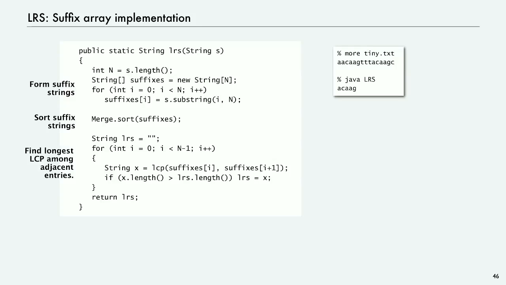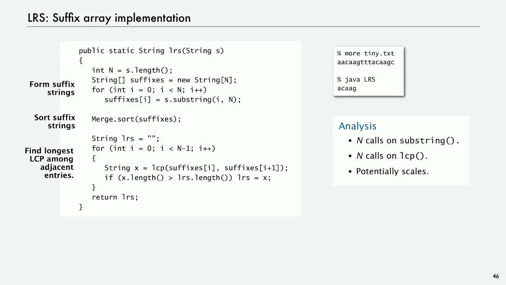This method works on our small case. The thing about this method is it's just got n calls on substring to set up the suffix array, and it's got n calls on longest common prefix, so at least it has the potential to scale. And we can test that empirically.